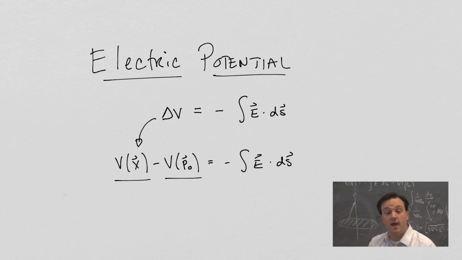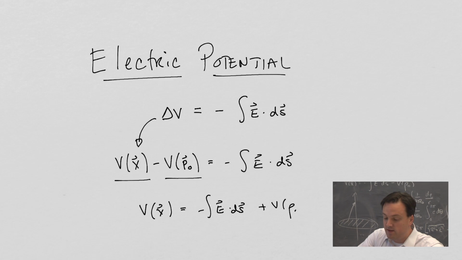I can calculate my potential anywhere in space with the first term, with V of x. But I've chosen p naught beforehand. And this V of p naught is never going to change. As long as I have the same charge configuration, V of p naught is always going to be the same. That's something that I choose. So in the same problem, V of x can be different, but V of p naught is the same. And so if I rewrite this as the thing that I'm probably interested in calculating when I do problems, V of x, I get minus the integral of E dot ds plus V of p naught.